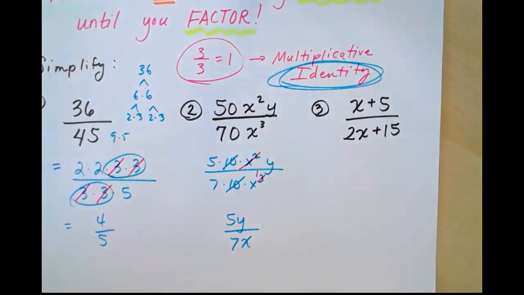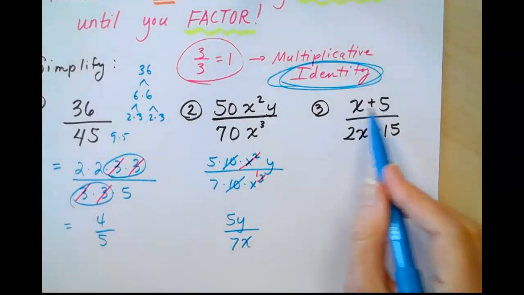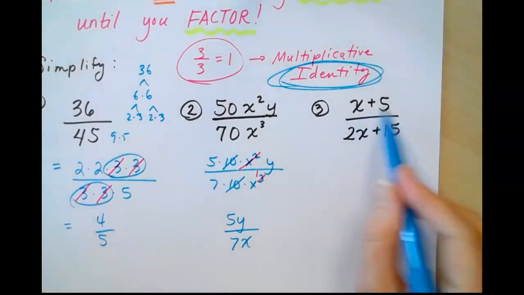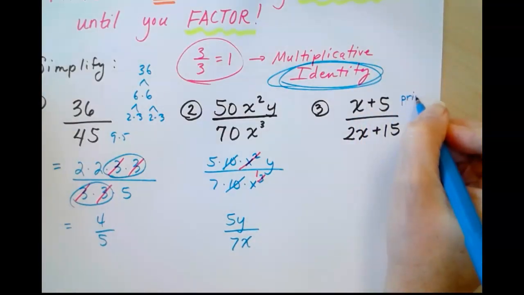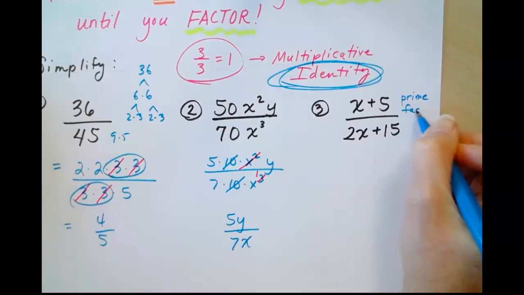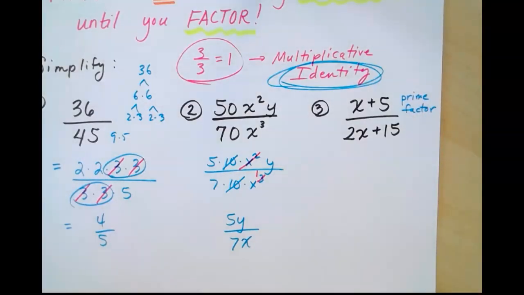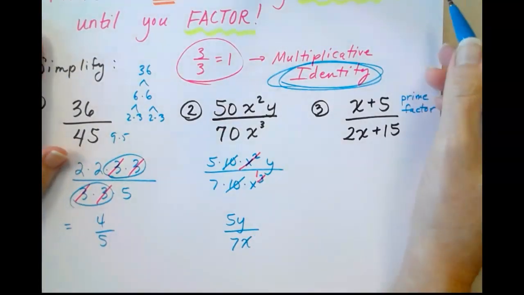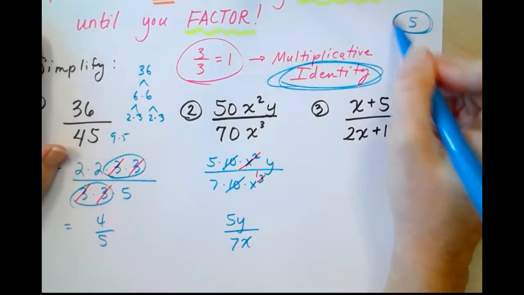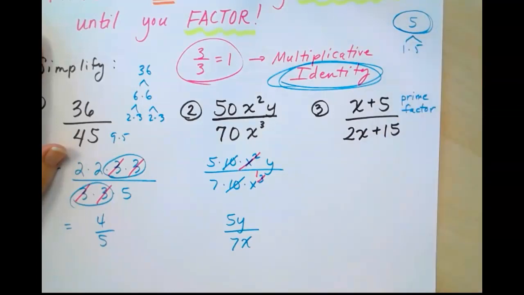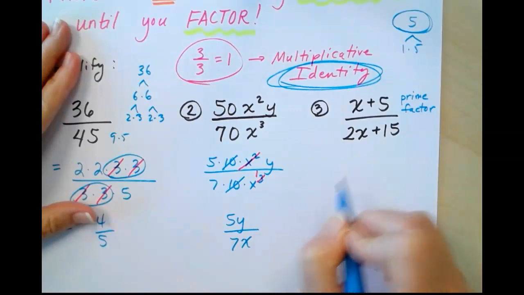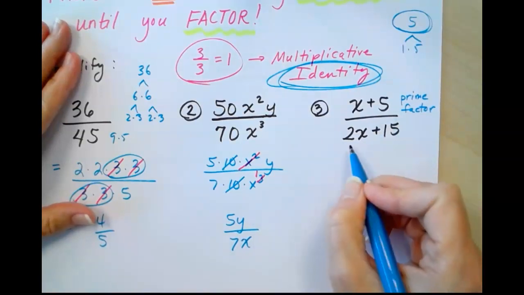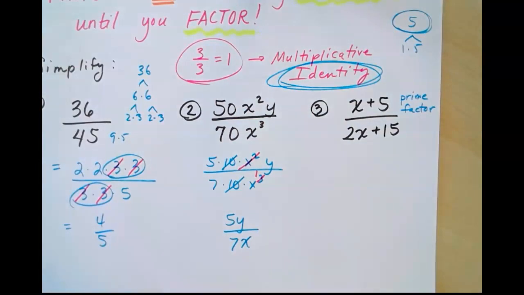Finally, number 3, are we able to factor anything out of x plus 5? No. x plus 5 is a prime factor. If you can't factor, then you're prime. It's like, is there any way for us to factor the whole number 5? No, the only way to break down 5 is 1 times 5, which really isn't even breaking it down. Why? Because it's a prime number. Look at the bottom, 2x plus 15, also a prime factor. 2 and 15 have nothing in common, therefore nothing is coming out.